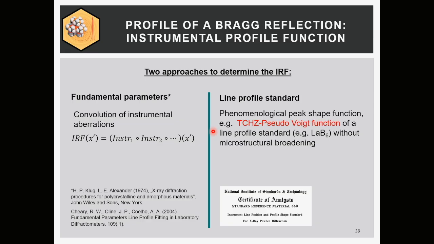The problem is the Voigt function, we'll see in a second, is quite complex to calculate. In TOPAS it's possible, it's fast enough. But since it was complex for a long time, people looked for functions which are as close as possible to the Voigt, and one of these functions is the Thomson-Cox-Hastings pseudo-Voigt function.